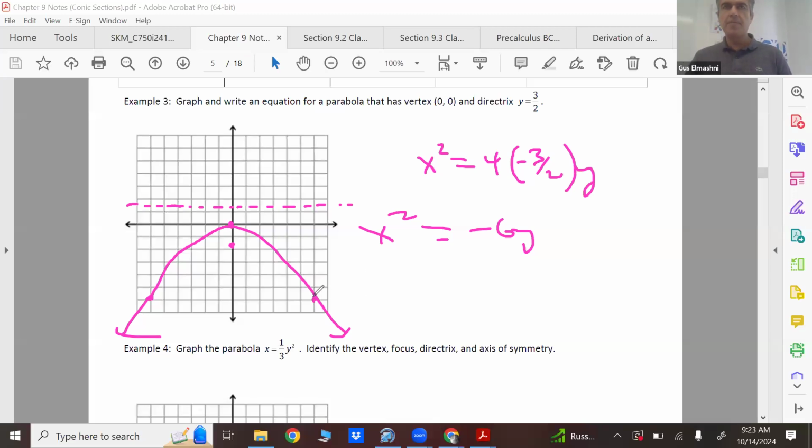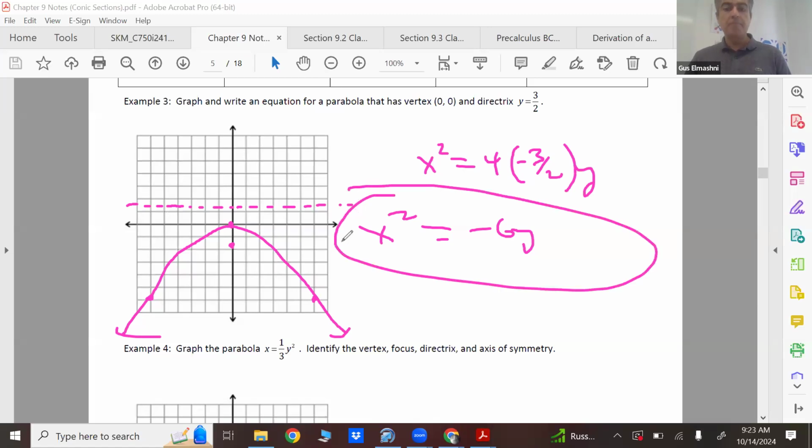Can we leave it as x squared equals negative 6y? Yeah, totally, 100%. Exactly, I'm fine with that. And in the interest of time, I won't do the last example.